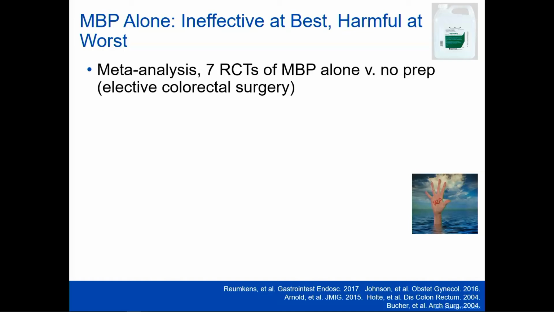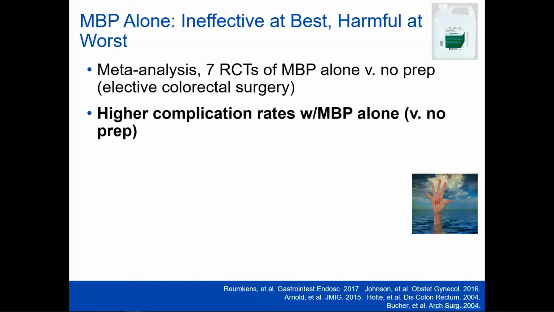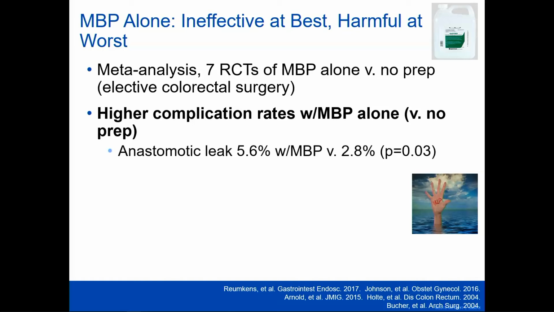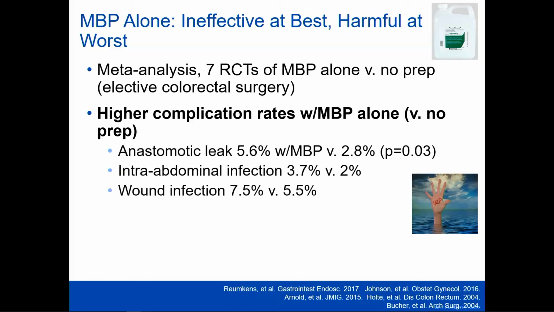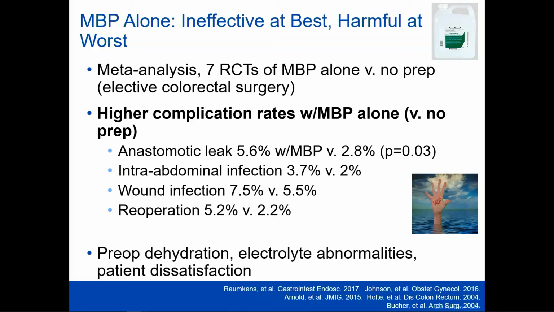So there's a lot of data out there, randomized trials of mechanical prep alone versus no prep, and in a meta-analysis of 7 of those randomized trials, there were actually higher complication rates associated with mechanical prep alone. There was a higher rate of anastomotic leak, greater rates of infection, both organ space as well as superficial surgical site, and higher rates of reoperation. Plus, in addition to all of that, includes the preoperative dehydration, as Chris just spoke about, the aspect of catching up in the setting of trying to keep patients euvolemic. Also, electrolyte abnormalities, especially in our aging population who may be on diuretics. And then there's a large body of literature on patient dissatisfaction with bowel preps.